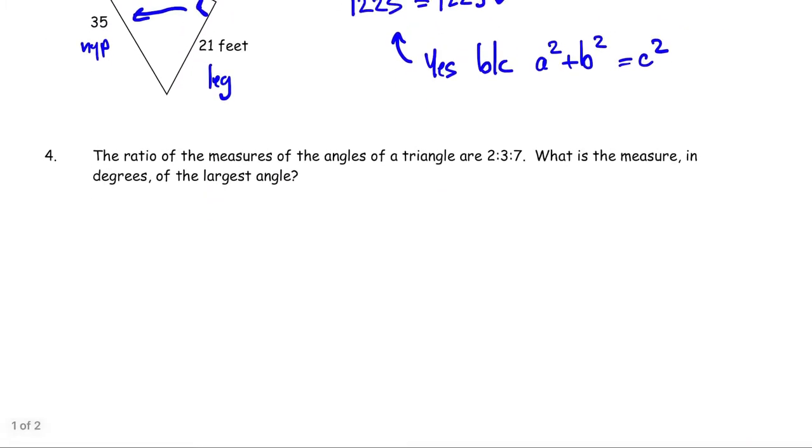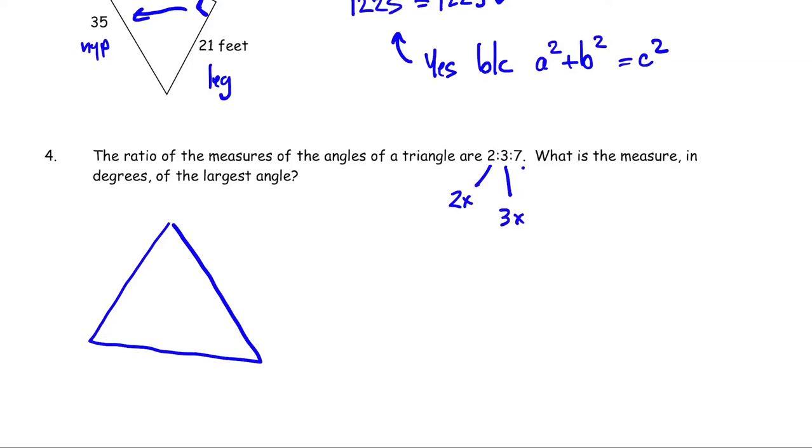Question 4. The ratio of the measures of the angles of a triangle are 2 to 3 to 7. Well, this is kind of a tricky question. We haven't seen one like this yet, I don't think. Now, when we're given angles or sides or anything that are in a ratio, we'd like to give each one of those an x. Because obviously the angles aren't 2 degrees, 3 degrees, and 7 degrees, but they're in that ratio. So it's going to be 2 times something, 3 times something, and 7 times something. So the angles are 2x, 3x, and 7x.